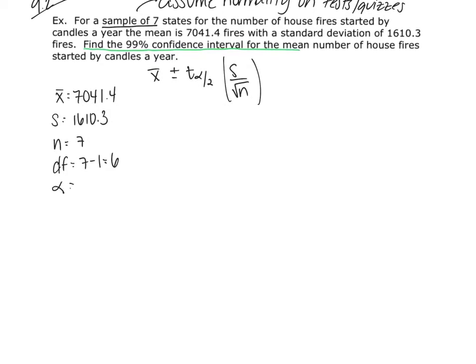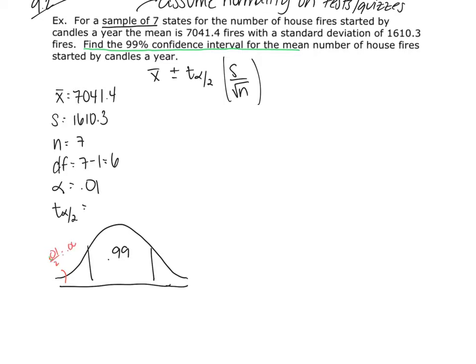We know that alpha is equal to 0.01 because we're finding the 99% confidence interval. And we're going to use this to calculate t alpha over 2, or our critical value. We start by drawing our bell-shaped curve for the t-distribution. That middle area is equal to our level of confidence, or 0.99. And the total area in our tails is alpha, so the area in each tail is alpha, or 0.01, divided by 2, or 0.005.